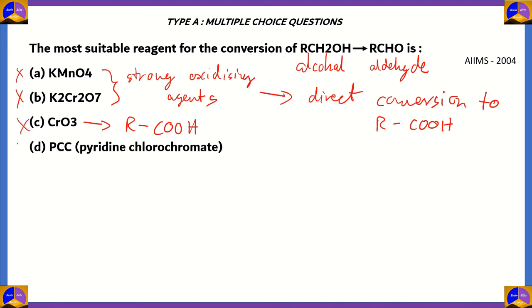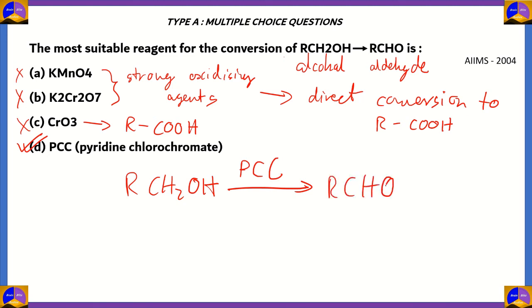The right answer is option D, PCC, that is pyridinium chlorochromate. So if you have RCH2OH and you have PCC added to it, you get RCHO. This is a mild oxidizing agent which is just potent enough to create an aldehyde out of the given alcohol and not the carboxylic acid. And that's why option D is the correct option.